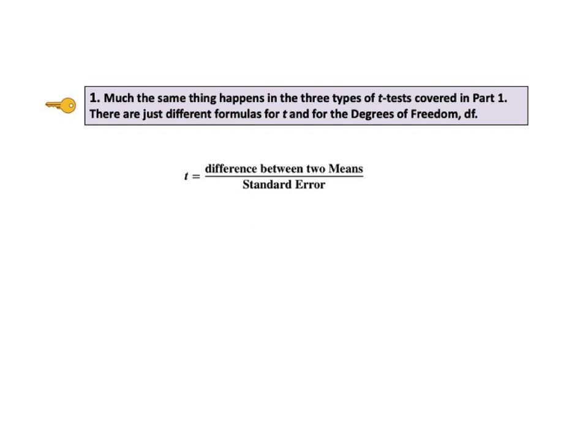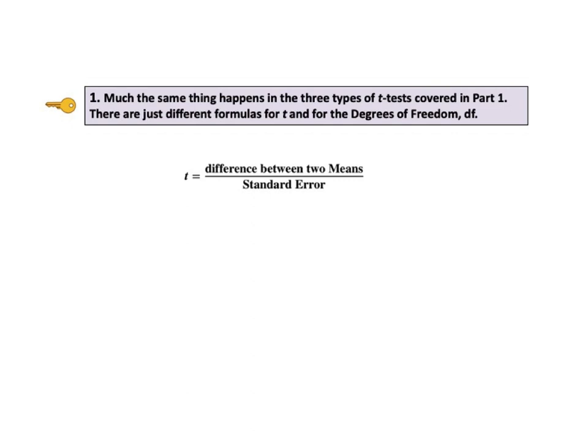KTU number 1 says, much the same thing happens in the 3 types of t-tests covered in Part 1. There are just different formulas for t and for the degrees of freedom, df. T is the test statistic for the t-tests. There is a video as well as an article in the book about t, the test statistic and its distributions. It says, t is a measure of how likely it is that a difference in means is statistically significant.